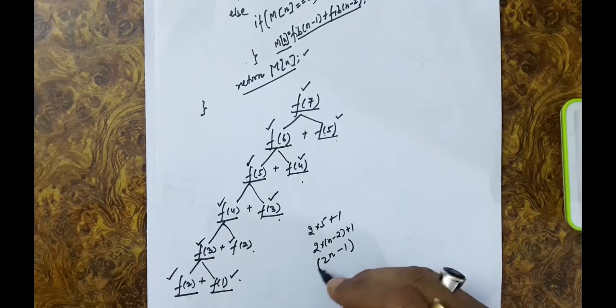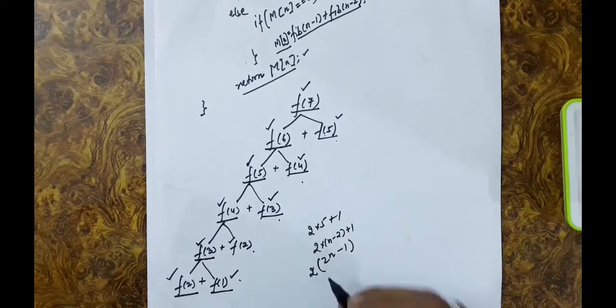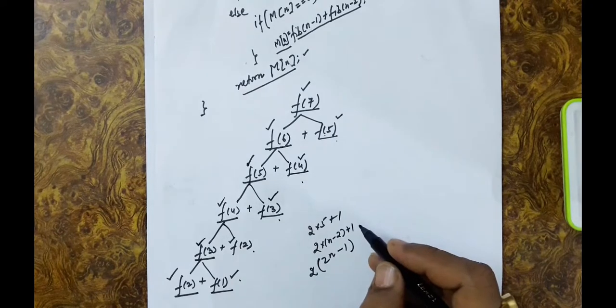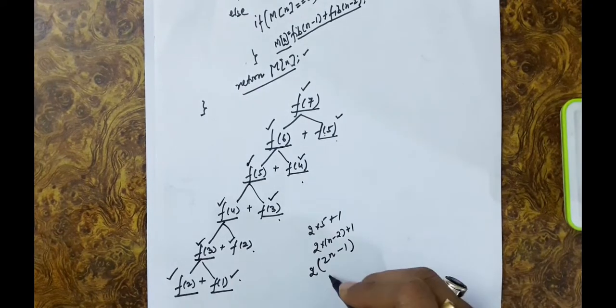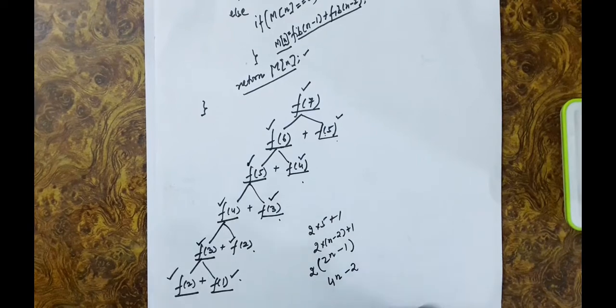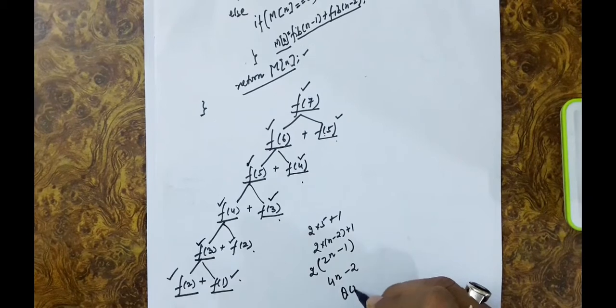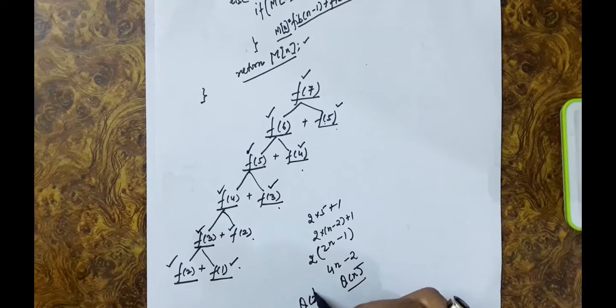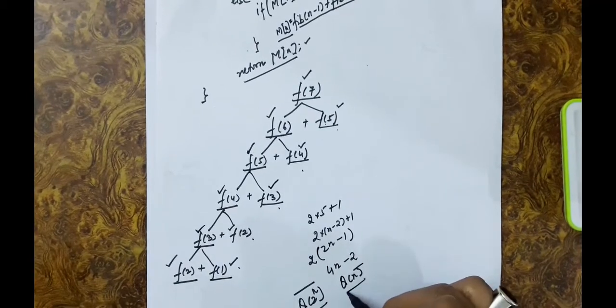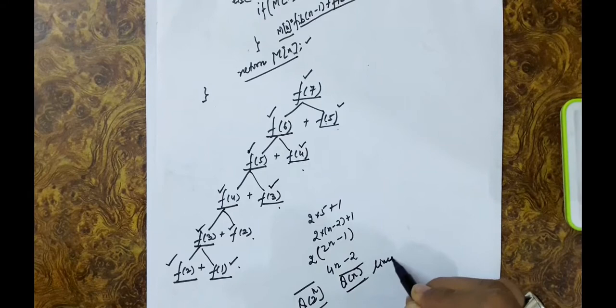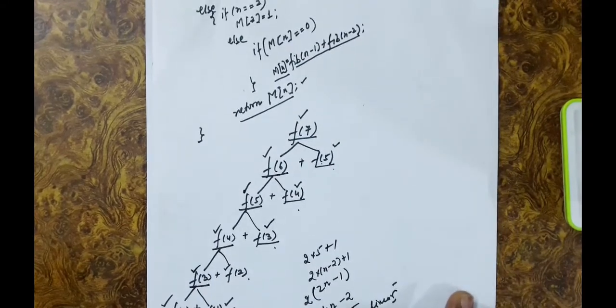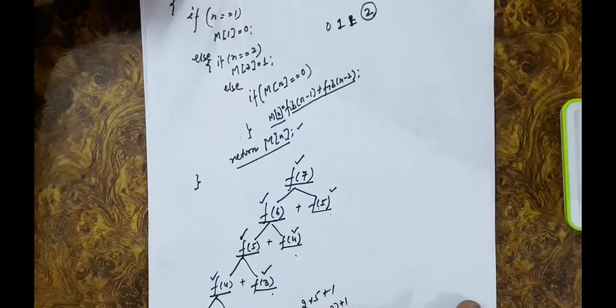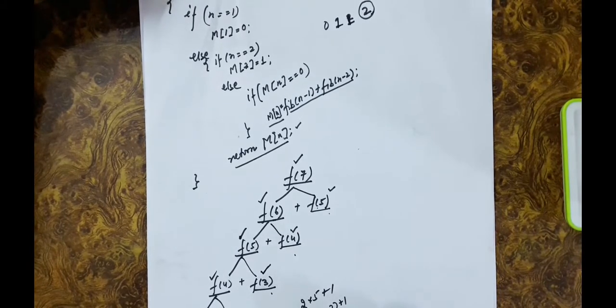And for every function call, an activation record will be pushed in, and then it will be popped out when the value is getting returned. So the total number of operations is 4n minus 2. So the effort is theta n. In the earlier case, it was theta 2 raised to the power n, a huge one. And now we have theta n, the linear one. So we have reduced the complexity to a great extent.